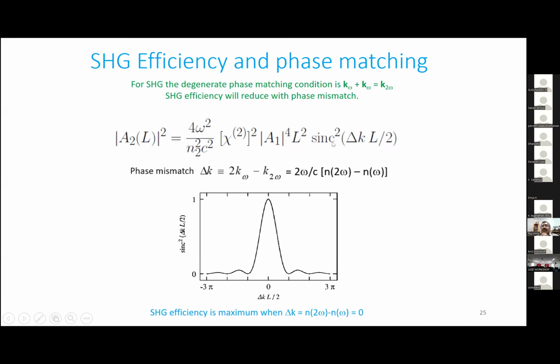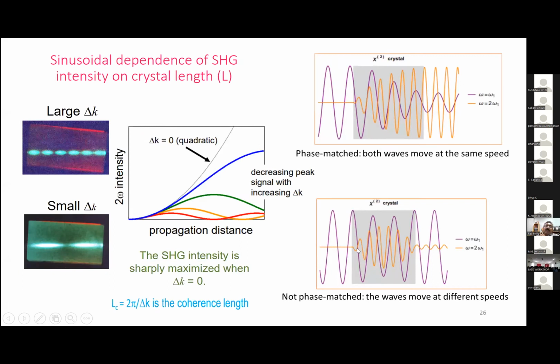And then you have the sinc square function, sinc square of delta k L by 2. If you plot delta k L by 2 on the x-axis and the sinc square function on the y-axis, you see that when delta k is very close to 0, or exactly 0, you have maximum output for the second harmonic. So this is what we have to achieve when we do second harmonic generation in a crystal.